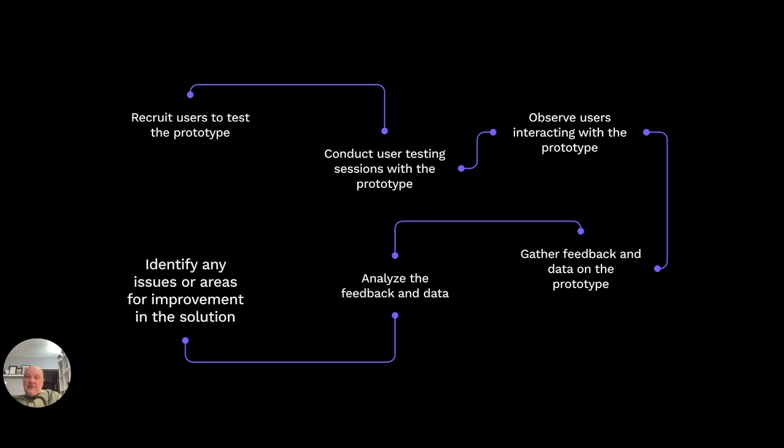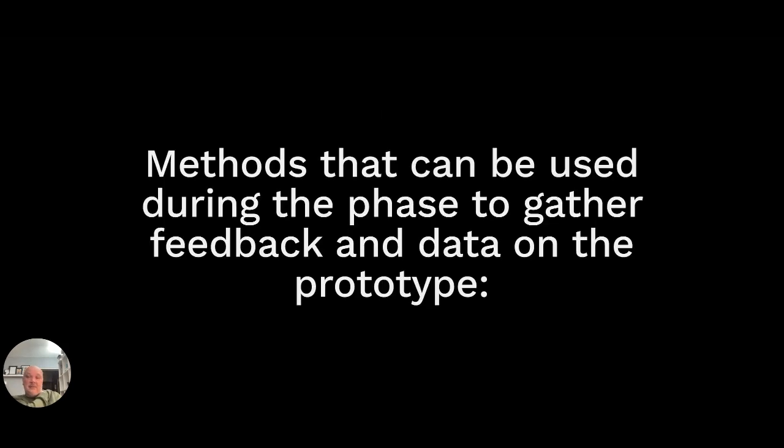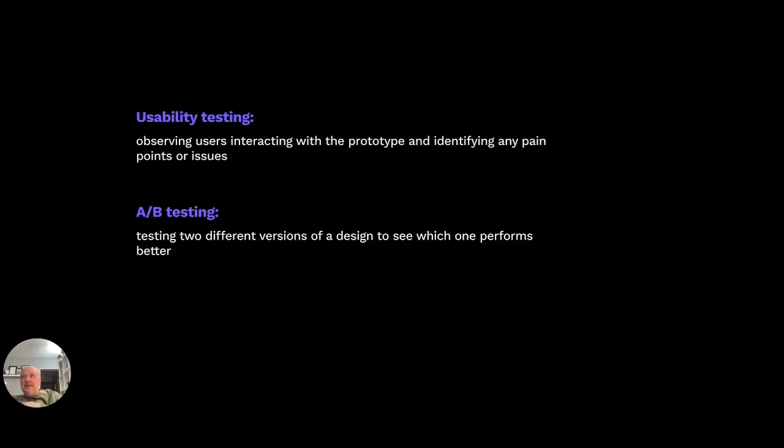You can analyze all the feedback and data, and the most important thing is to identify any issues or areas for improvement in the solution that you have provided. And there are a couple of methods that we already mentioned for gathering feedback and data on the prototypes. One is usability testing, where you can observe how users interact with the prototype and identify any pain points or issues. Or you can do A/B testing and have two different designs, or if you have one idea or a couple of ideas that are aligned to each other, you can do that kind of A/B testing and see what fits better and interacts better with your users. Depending on what you're trying to achieve, you also have other kinds of testing. It's not just usability, so you can have different kinds of testing.